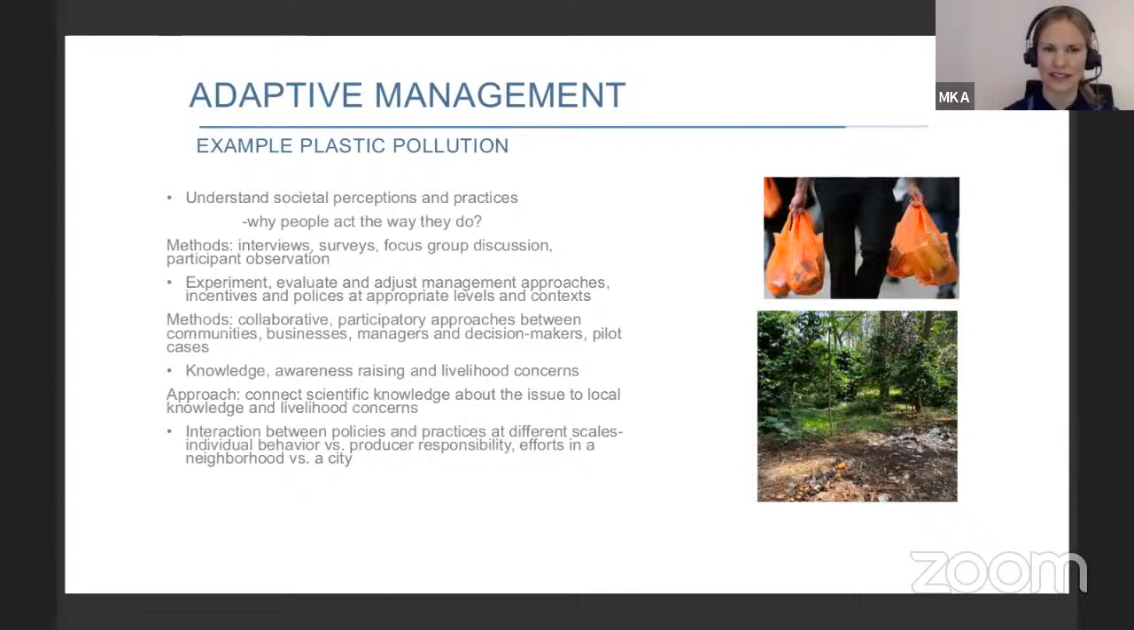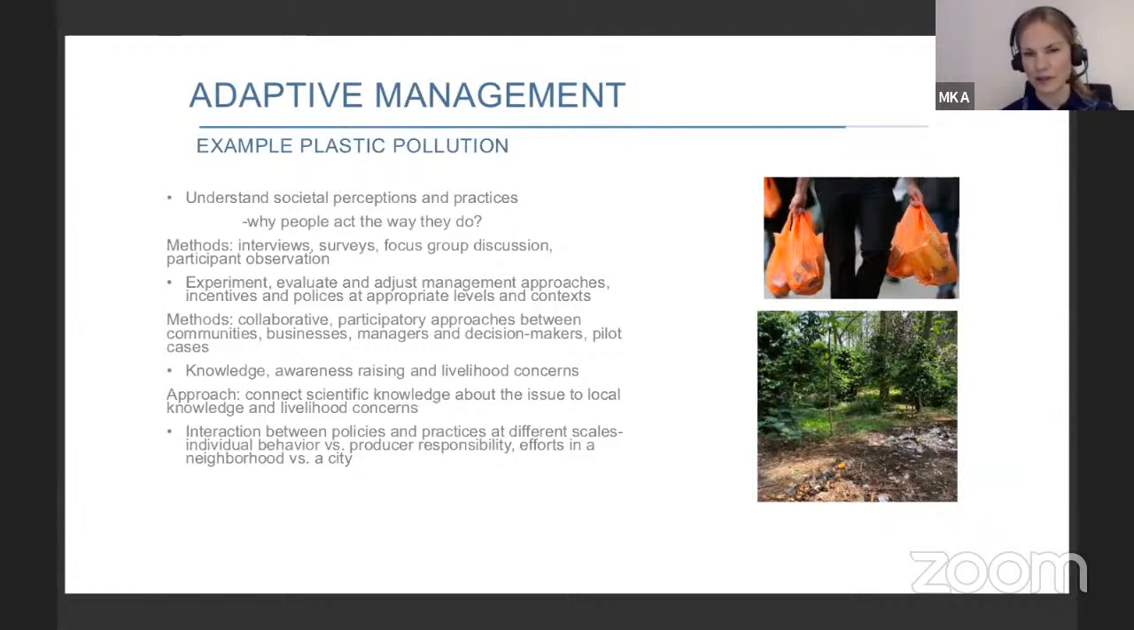Yes, so for example, what does this mean for understanding plastic pollution, and how can this be applied to understand how plastic can be less consumed and plastic waste can be better disposed of? And key to this is, of course, first to understand societal practices and perceptions. And by that, we mean, why do people act like they do? Dr. Adams already talked about this, and there can be various reasons for why, for example, people keep consuming plastic bags. It may be that some see it as an act of service from a shop that they expect. Others might not have sufficient alternatives.